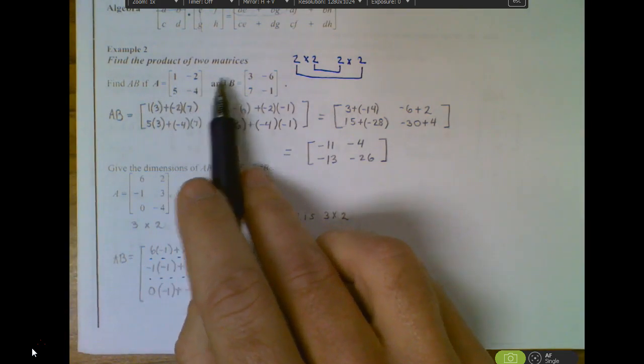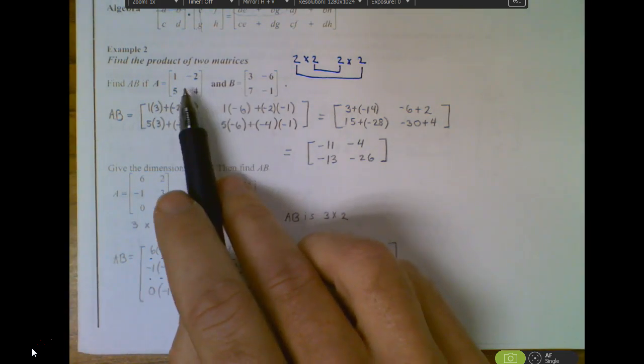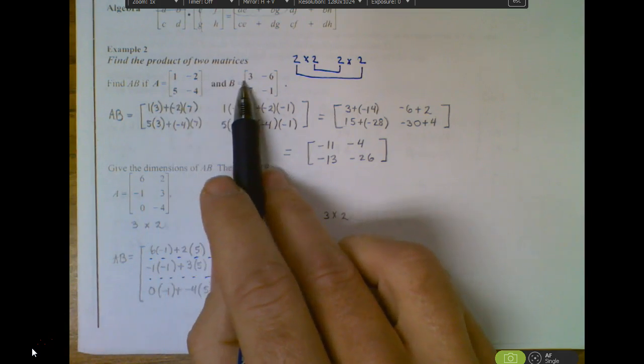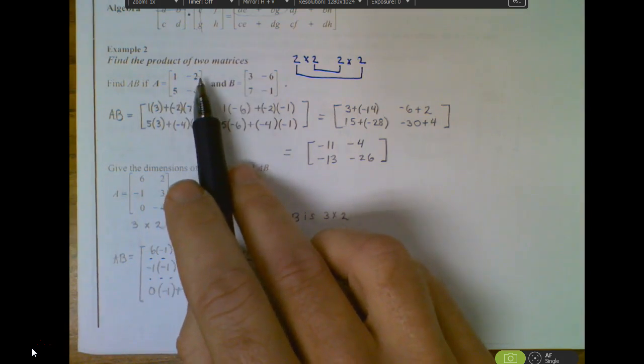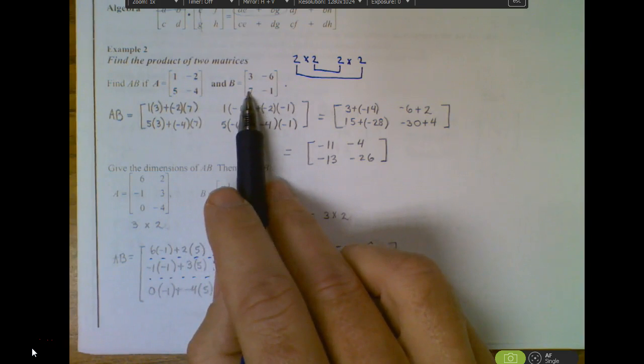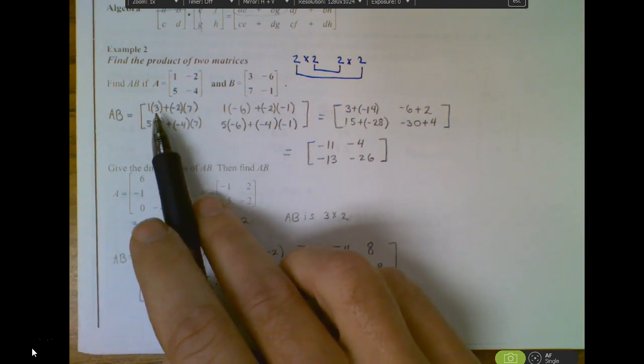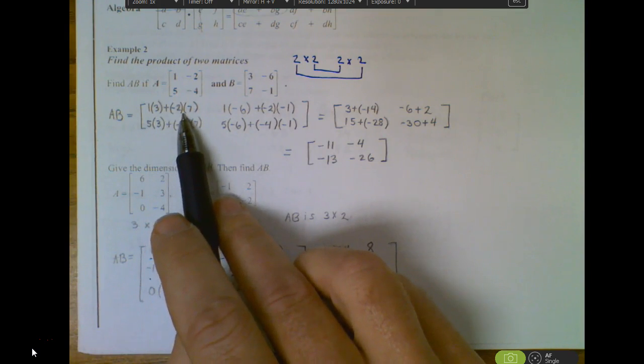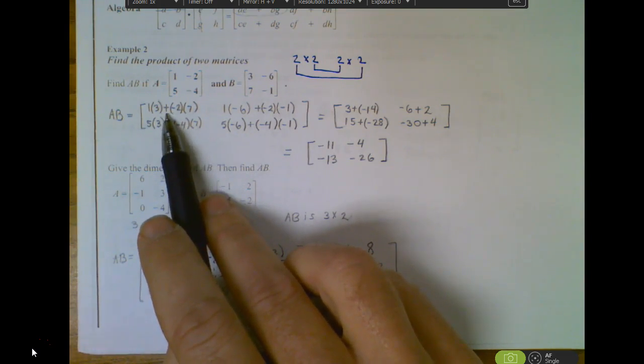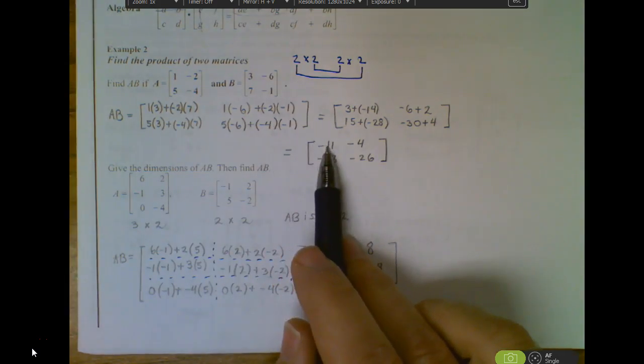When I do the top row times the left column, I'm going to multiply the 1 times the 3. I'm going to multiply the negative 2 times the 7. And so here's where you're seeing that. I did the 1 times the 3, the negative 2 times the 7, and I'm going to add those results together. And when I do that, I'm getting my top left number.